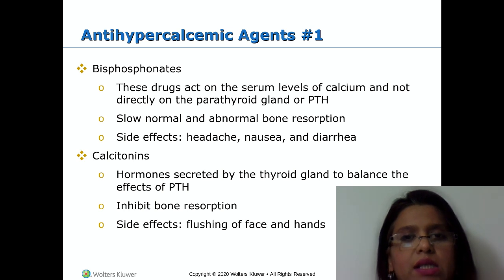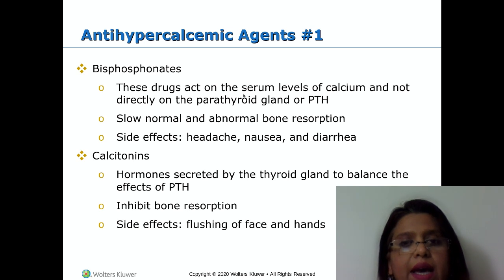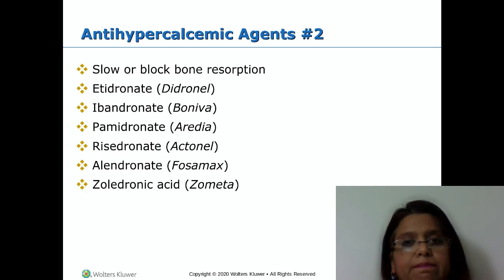Hypercalcemic agents. Bisphosphonates. These drugs act on the serum levels of calcium and not directly on the parathyroid gland. They slow the normal and abnormal bone resorption. Side effects include headache, nausea, and diarrhea. Now, calcitonin, a hormone secreted by the thyroid gland to balance the parathyroid hormone. It inhibits the bone resorption. And side effects include flushing of face and hands.